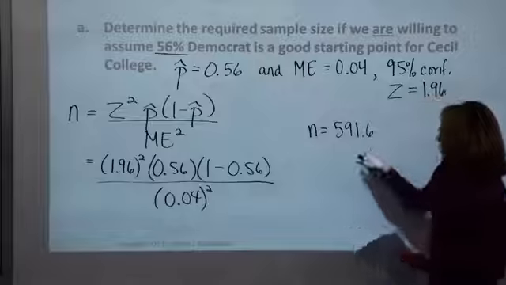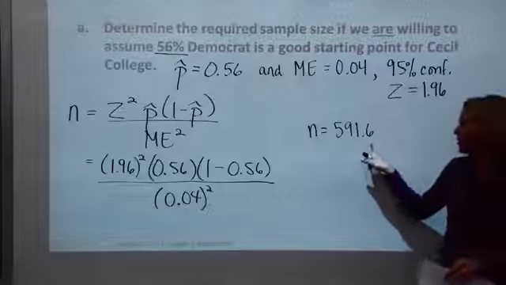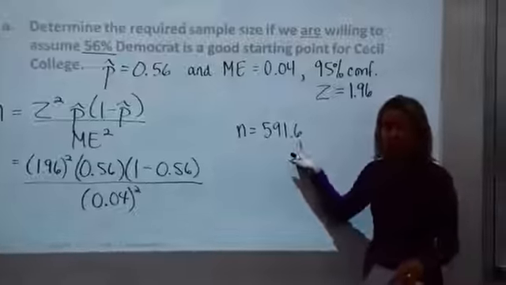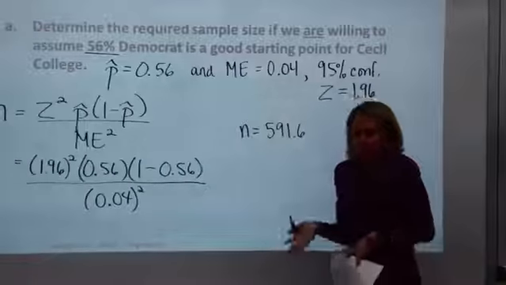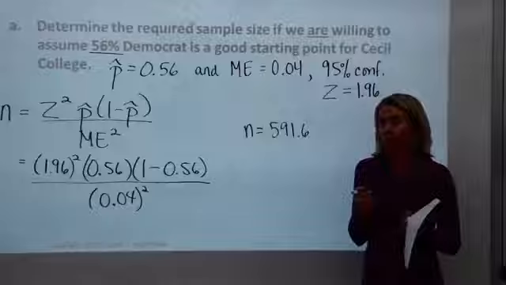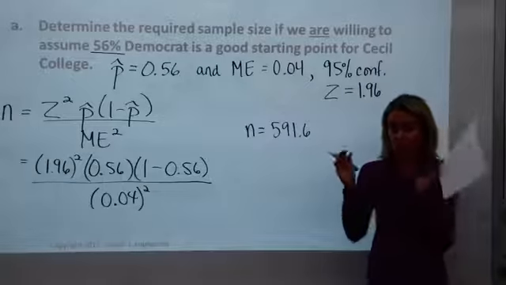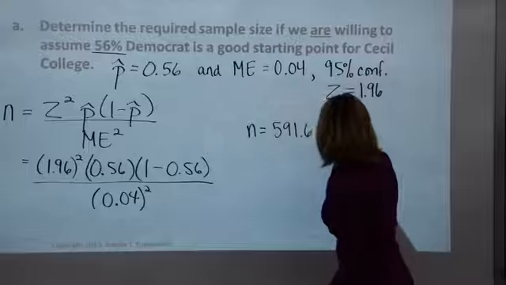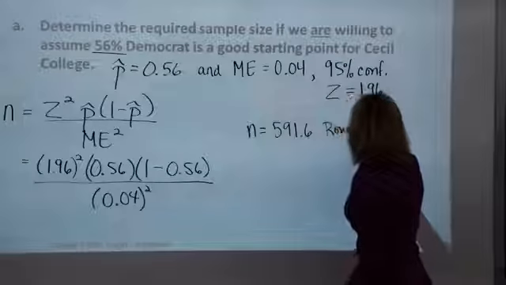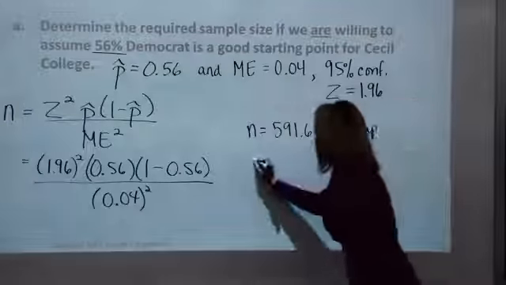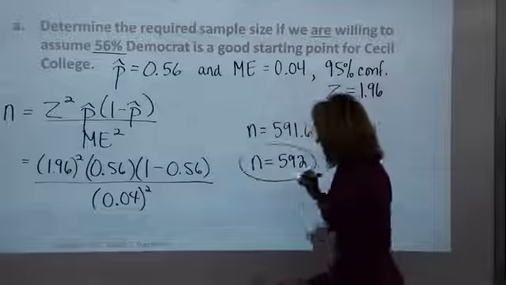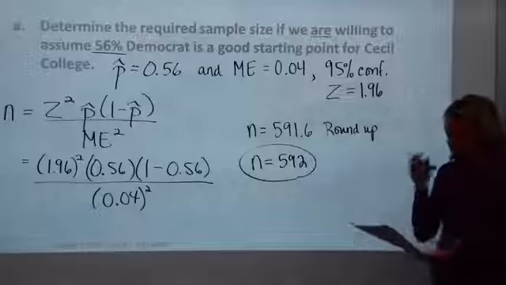591.6. No matter what this decimal is, ordinarily you would round this number up, but even if this had been 591.1, the rule here is that you'll always round the sample size up. We'd rather have one extra in our sample than not enough. We want to maintain that margin of error. So regardless of what this is, we'll round up and say that we need to sample 592 residents.